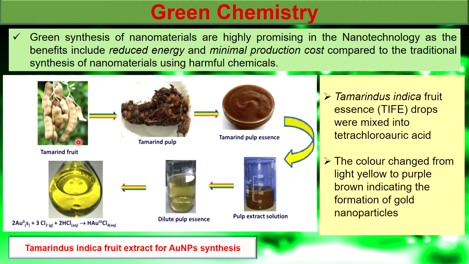First, tamarind pulp was prepared. For that, tamarind indica fruit was kept in 50 milliliters of hot deionized water for 5 minutes. Then this tamarind was squeezed well. The extract of this fruit was then filtered and stored. And to this tamarind pulp, drops of tetrachloroauric acid were added. Then the color changed from light yellow to purple brown, indicating the formation of gold nanoparticles.